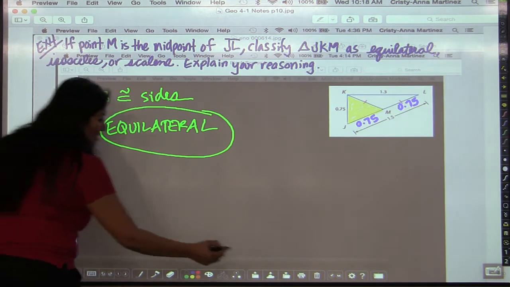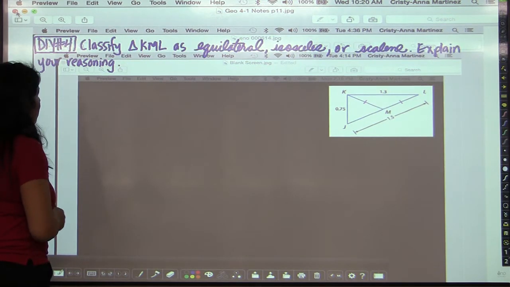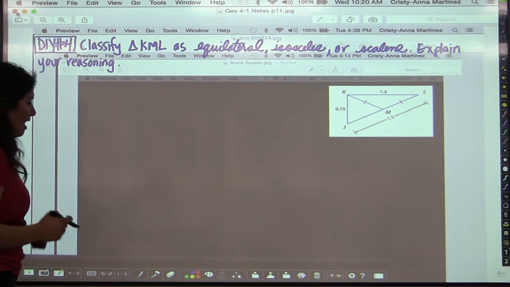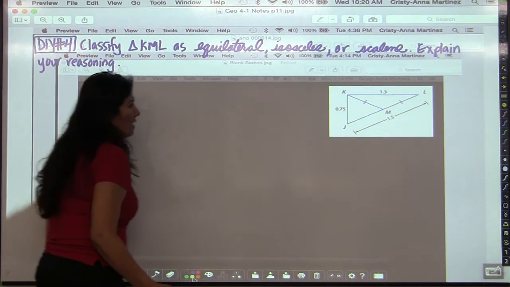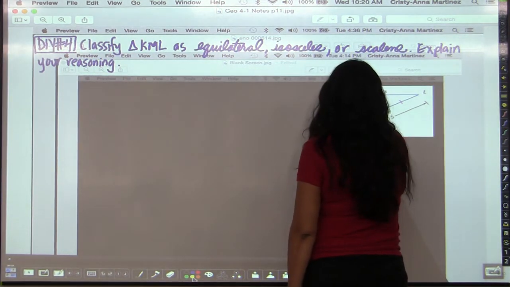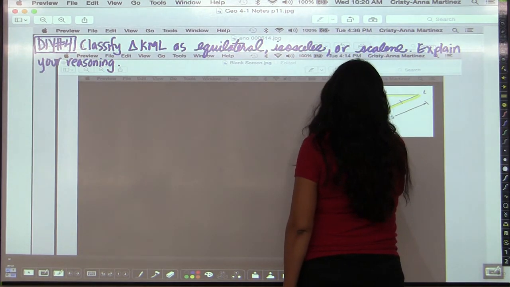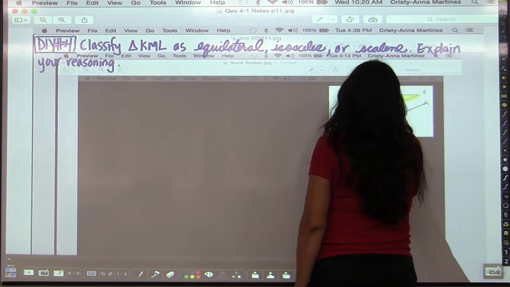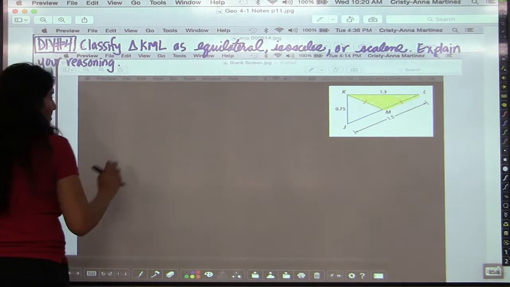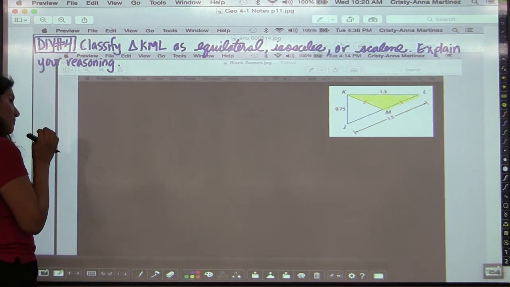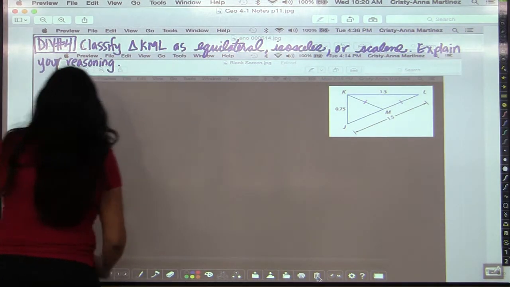And so now we're going to have you try to do it yourself, number 4, where you're now classifying KML. So I'm going to help you out a little bit by highlighting the triangle that you're supposed to be looking at, which is right here. You're trying to classify this triangle right here. Alrighty. So you already have the information from the previous example to help you out with that.